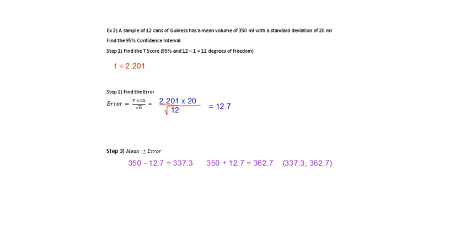All right, let's do one more together. Find the 99% confidence interval. Okay, we can do that. So what we're going to have to do is find the intersection of 99% and 22 degrees of freedom. And if you look that up on your chart, that means t is equal to 2.819.